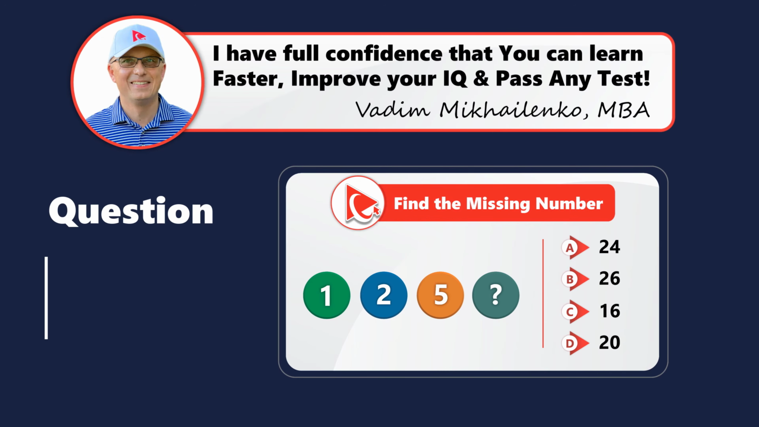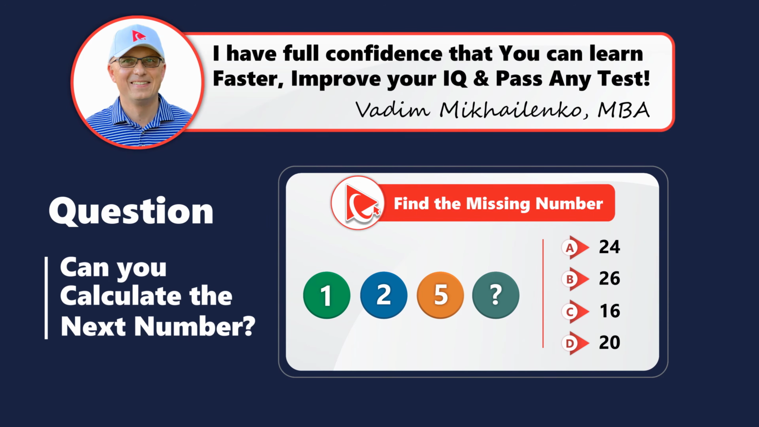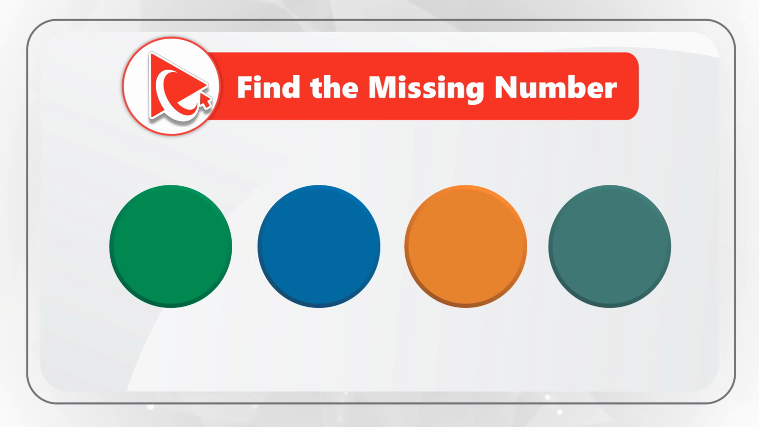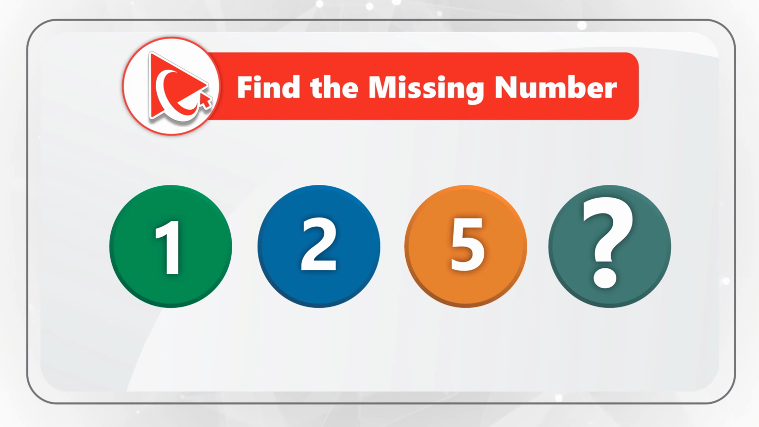Here's a very interesting question where you need to calculate the missing number. You're presented with 4 circles. Each circle is of a different color. The first circle has number 1 inside of it. Second circle has number 2. Third circle has number 5 inside, and the last circle has the missing number represented by the question mark.